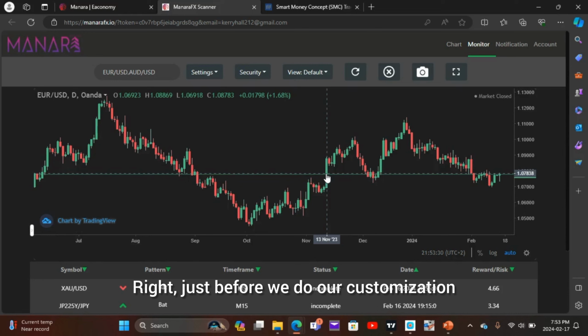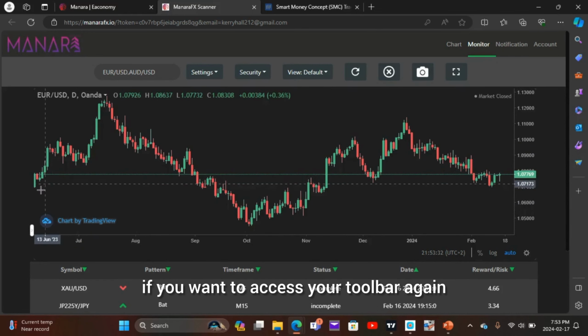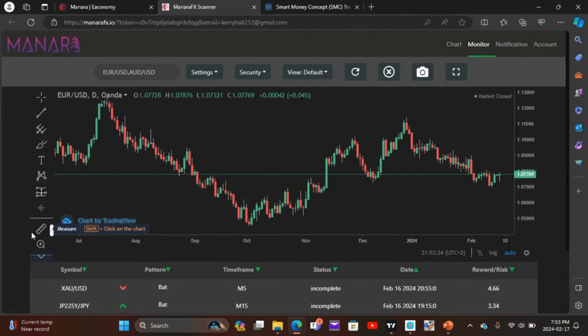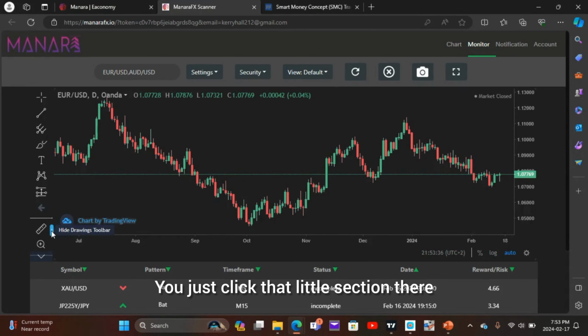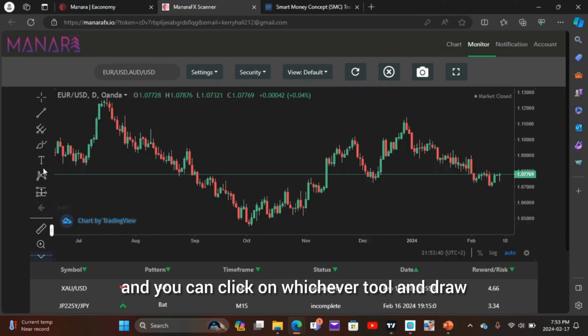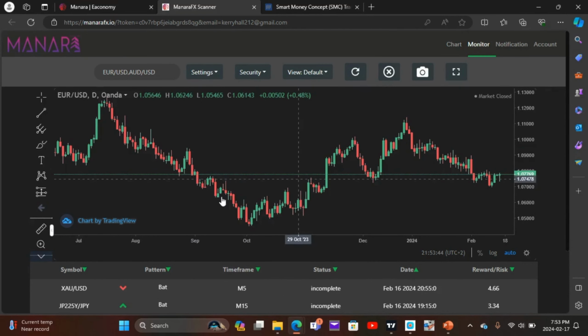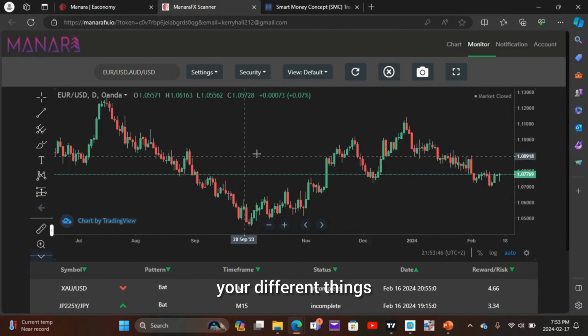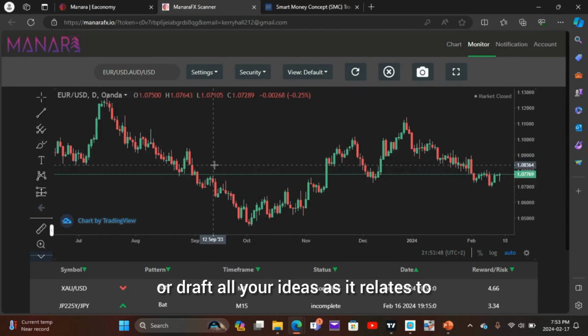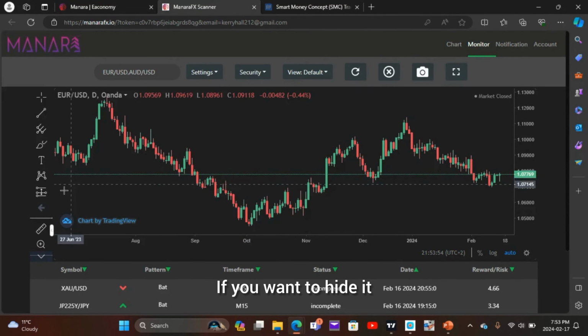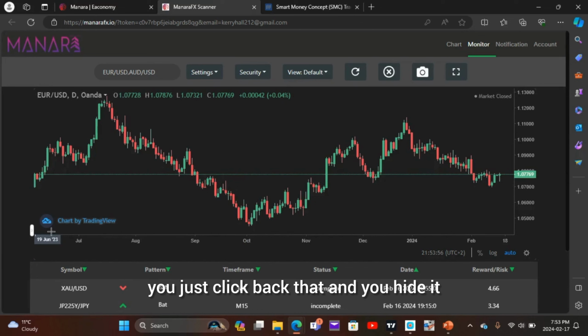Right, just before we do our customization, if you want to access your toolbar again, you just click that little section there and you reveal your toolbar right here, and you can click on whichever tool and draw up your different things, or draft all your ideas as it relates to what you recognize on your chart right here. If you want to hide it, you just click back that and you hide it.